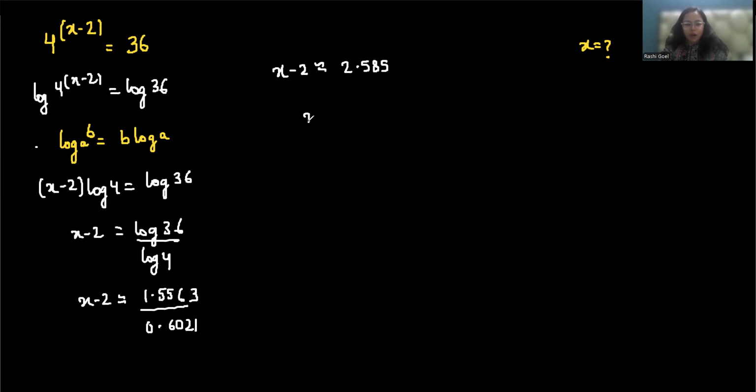2.585. Now x is approximately 2.585 plus 2, which is equals to 4.585. So this is the value of x.